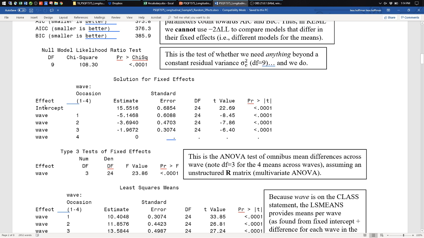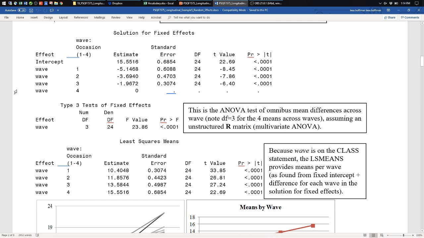We do not have independent data. Solution for fixed effects then helps us understand the coding scheme that SAS came up with for our categorical predictor of wave. By default, the last category, so the highest numerically or the last alphabetically, is the reference. That's why you get 0 here.